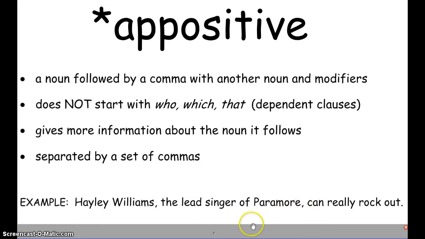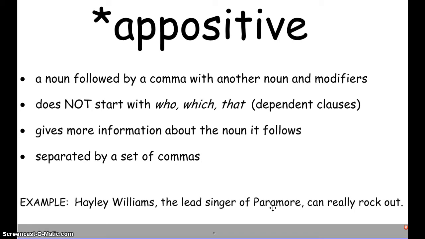If I'm not sure where the appositive is, I look at the phrase that comes after and think, does can really rock out give me more information about Paramore, like who Paramore is or what they're like? This is my verb phrase. What are they doing? They can really rock out. But that's not a noun phrase that's giving more information about Paramore.